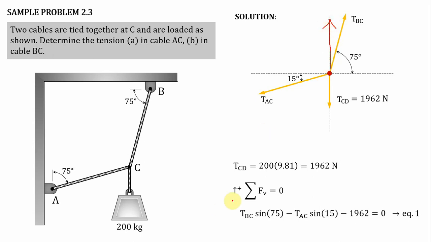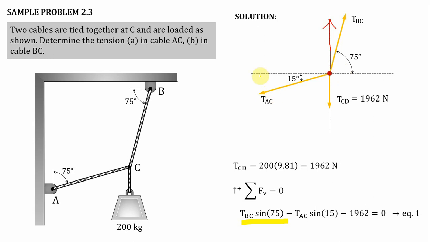Okay? Kapag going upward siya is positive. That's why positive yan. Okay? Positive to. So therefore, tension BC, since vertical naman siya, is sin 75 degrees. Okay? So ito yung vertical component ng tension BC. How about yung vertical component ng tension AC?